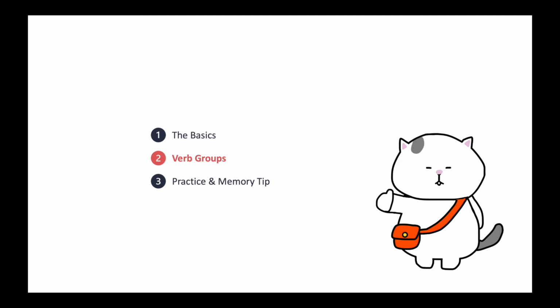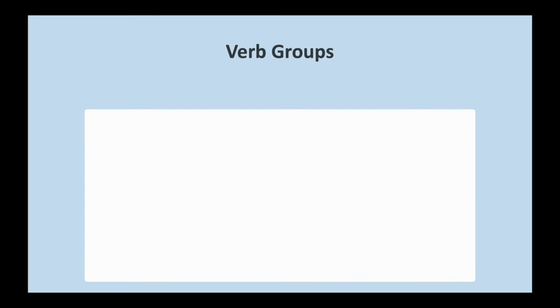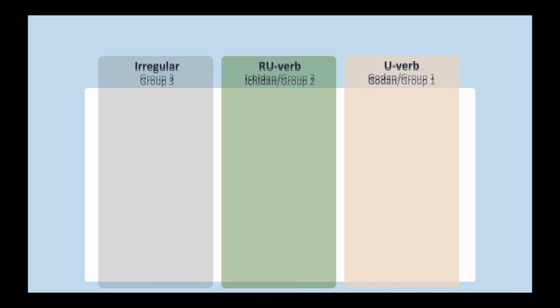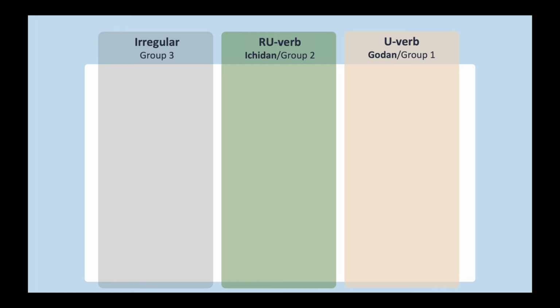Japanese verbs are categorized into 3 groups. U verb, also known as godan verb or group 1. Ru verb, also known as ichidan verb or group 2. And irregular verb, also known as group 3. Now let's take a closer look at each group.